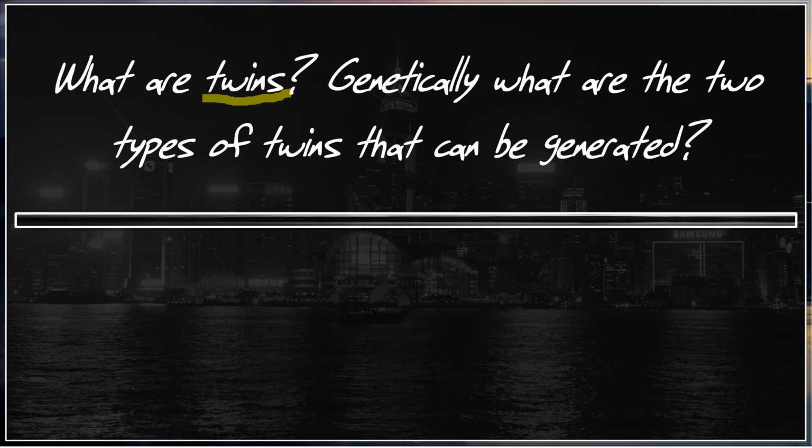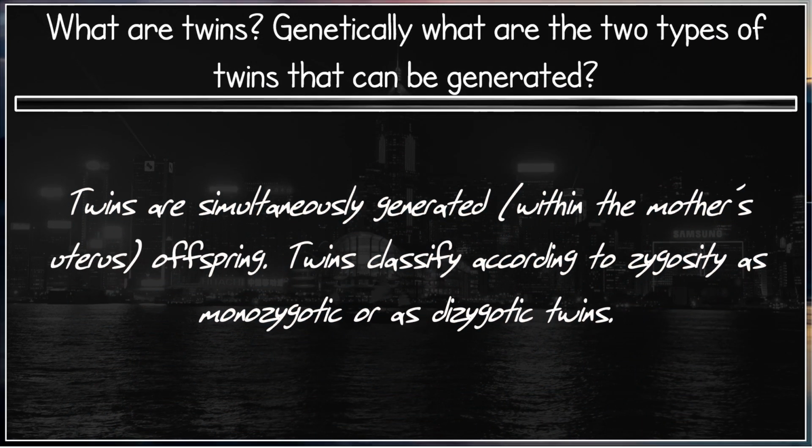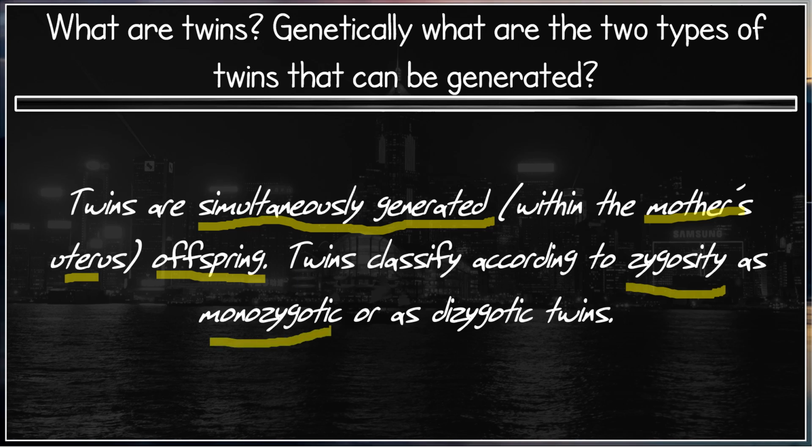What are twins? Genetically, what are the two types of twins that can be generated? Twins are offspring simultaneously generated within the mother's uterus. Twins are classified according to the zygosity as monozygotic or dizygotic twins.